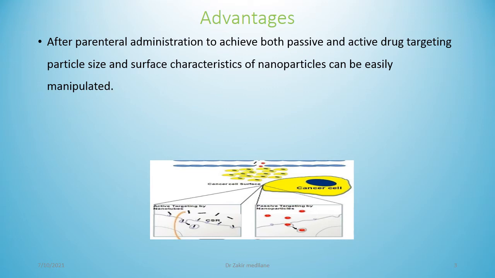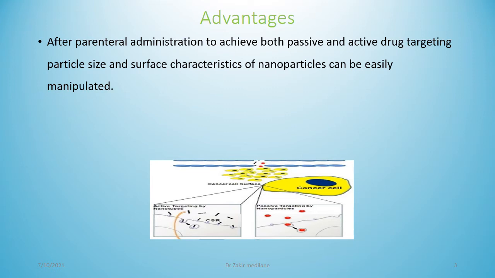Particle size and surface characteristics of nanoparticles can be easily manipulated. How are they manipulated? By changing the particle size as well as the surface area of the particle. As the particle size decreases, the surface area automatically increases. Once the surface area increases, the drug is more soluble and more available for the targeted site. Because of its more solubility, the penetration and absorption power also increase. Thereby, we can achieve a good therapeutic action.